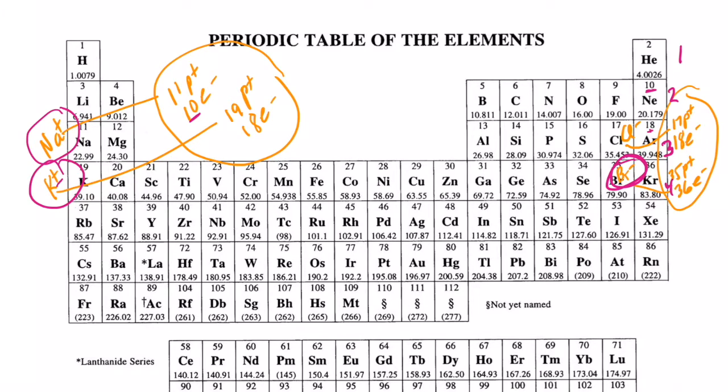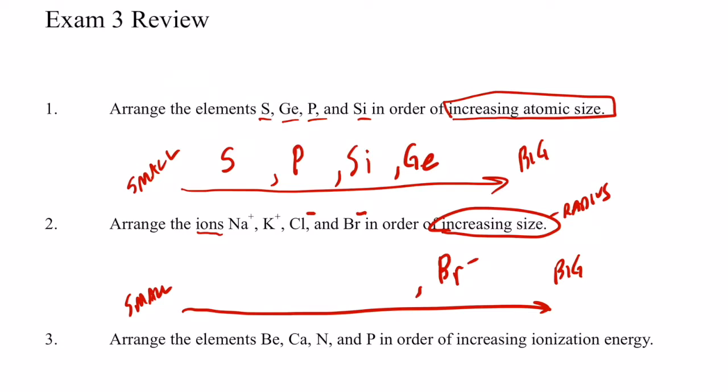K plus is like argon, it has 3 energy levels. So now we're going to look at the proton to electron ratio. Looks like in K plus I have 19 protons to 18 electrons, more positives than negatives. And in Cl negative I have 17 protons and 18 electrons, more negatives than positives. So that will allow it to expand a little bit. So Cl negative would be the next largest.